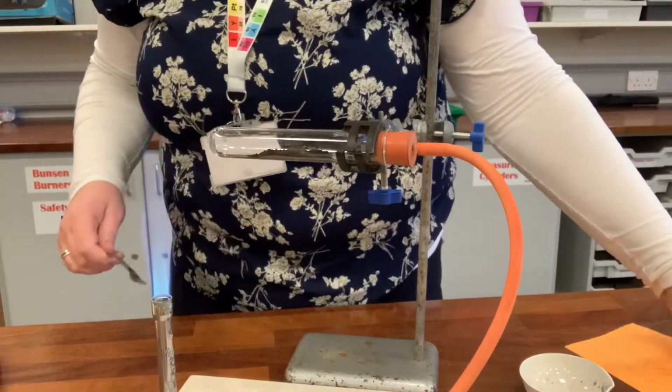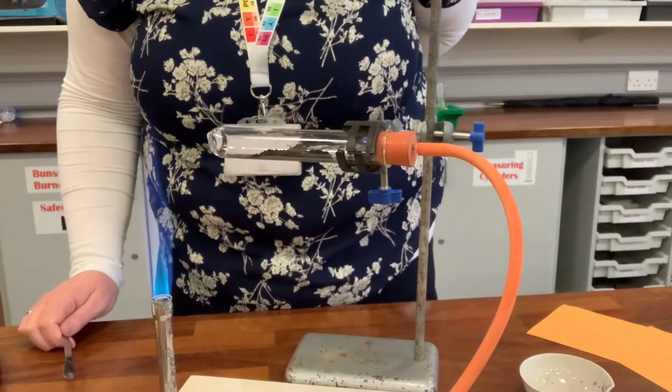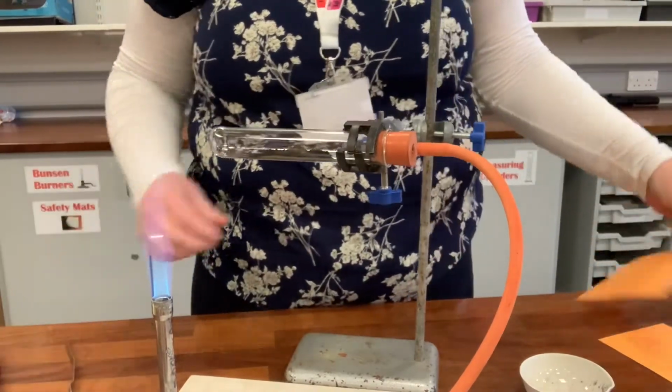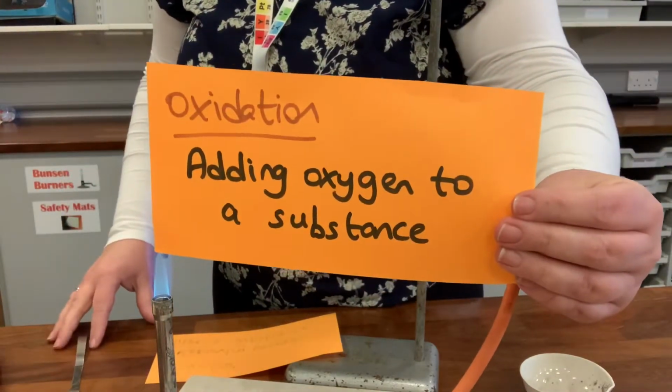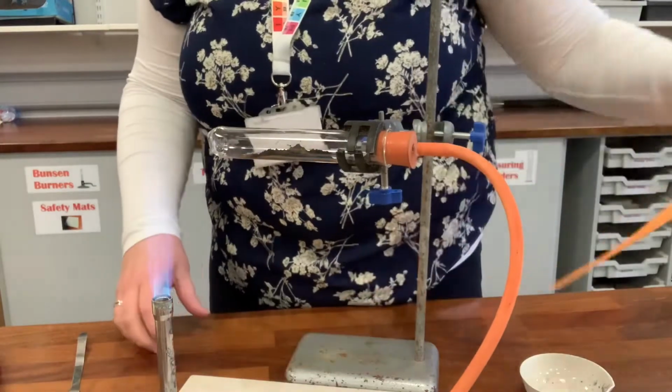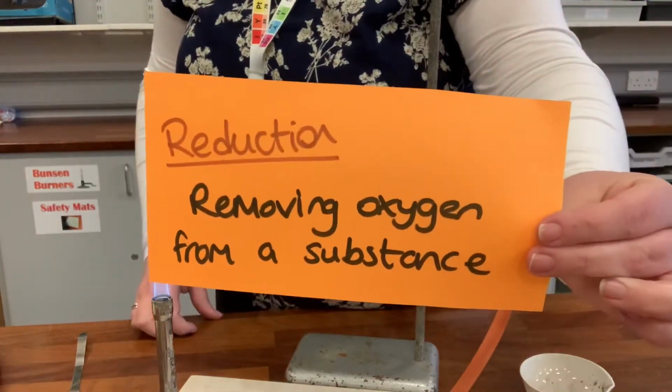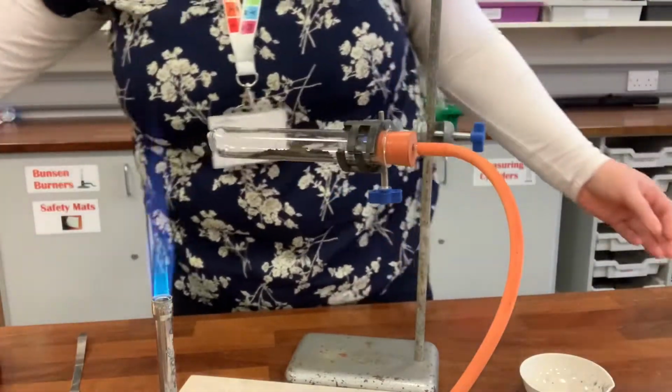Hi, so in this video we're going to look at a reduction reaction. You have been learning so far about what the difference is between oxidation and reduction. So remember, oxidation is the adding of oxygen to a substance, and reduction is when we remove oxygen from a substance. And we're going to start today with this.